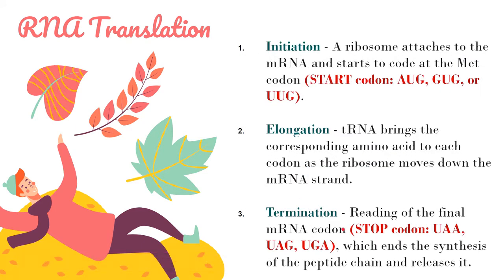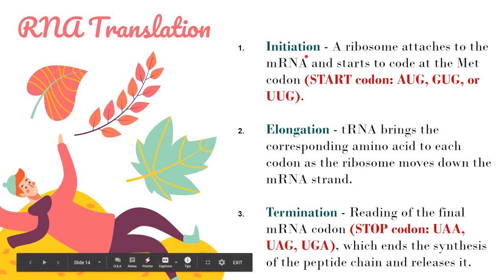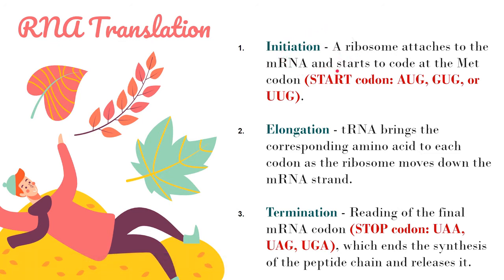So these are the three steps that are involved in RNA translation. So initiation, or the start, usually is based on the code AUG, GUG, or UUG. So these are the start codons. This will command that the start of the amino acid chain should begin.